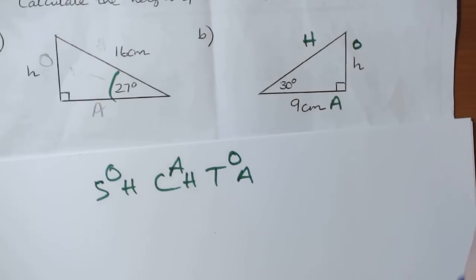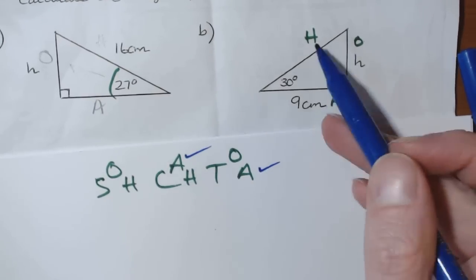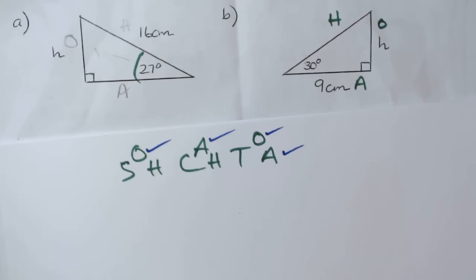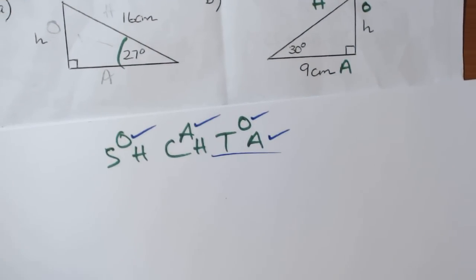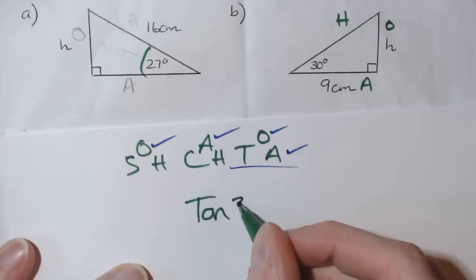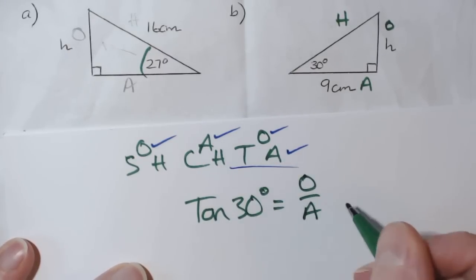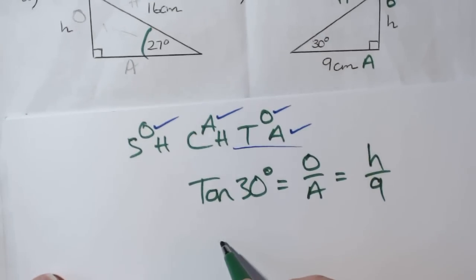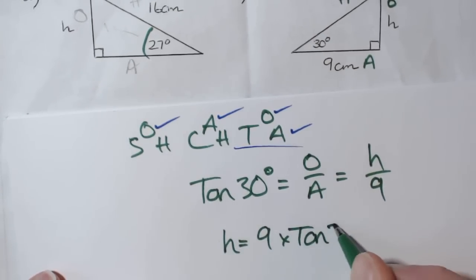So just double check, we have the adjacent there. Don't care about this hypotenuse, and we've got the opposite there. So you go with the function that's got both sides mentioned in it. So it's going to be tan, so you go tan 30 degrees equals opposite over adjacent, that's right, equals h over 9. So you just say h equals 9 times tan 30.